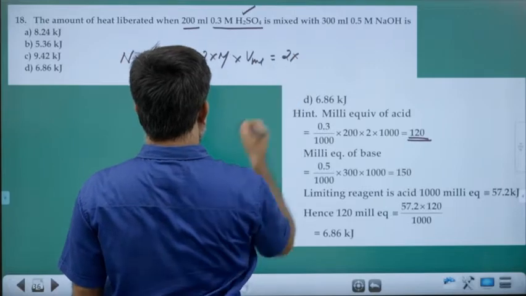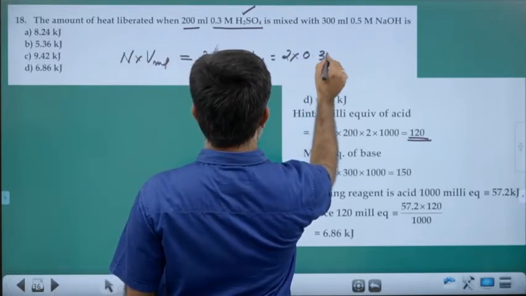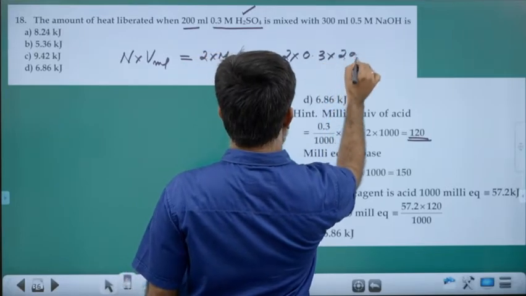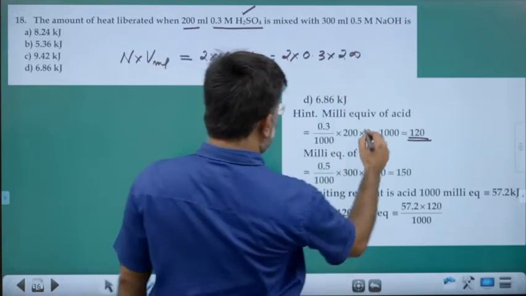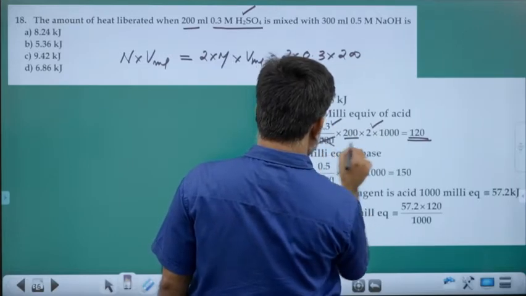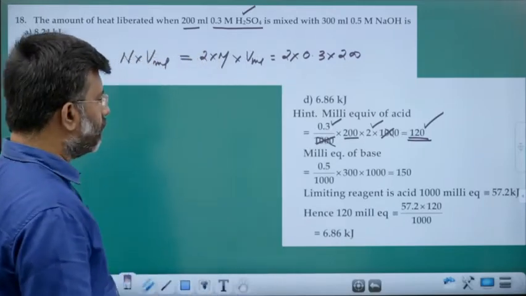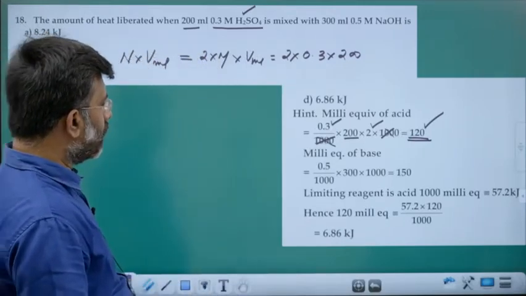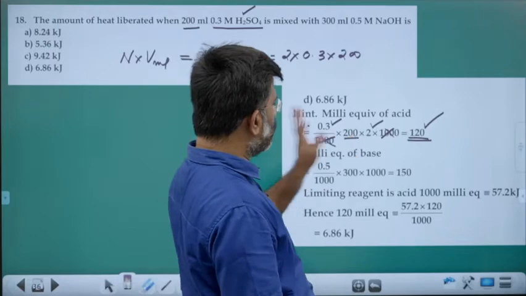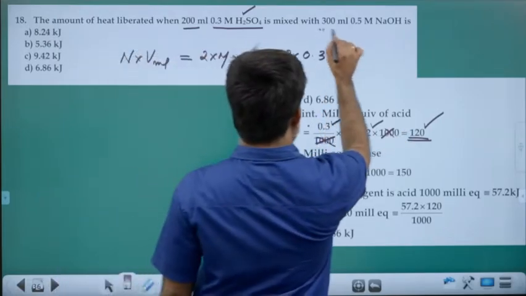That is 2 into 0.3 into 200, which gives 120 milli equivalents of sulfuric acid. Now what about NaOH?